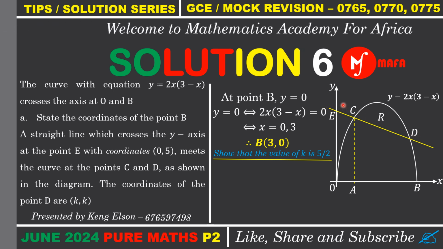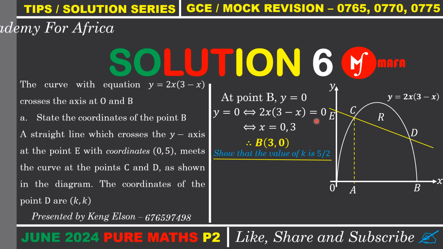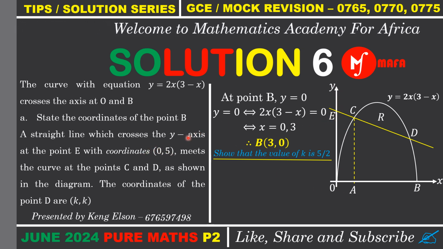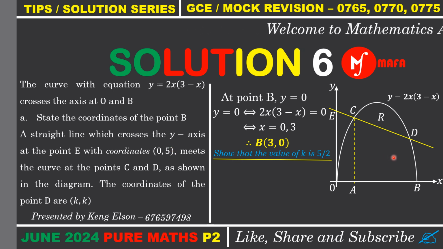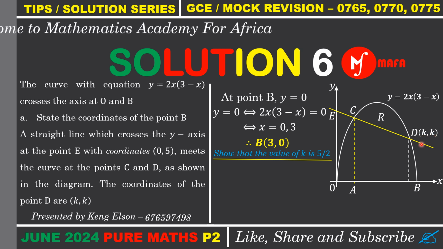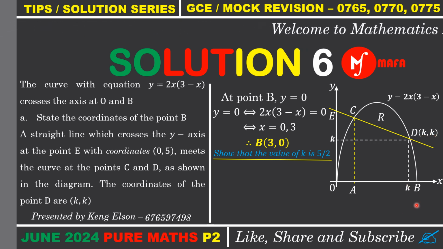Now this line is also meeting the y-axis at the point E, and the coordinates of E are 0 and 5, which means that the x coordinate is 0 because you are on the y-axis, and the y coordinate is 5. So they have given us the coordinates of the point Z. The coordinates of the point Z are k and k, which means that the x coordinate of the point Z is k and the y coordinate of the point Z is also k.